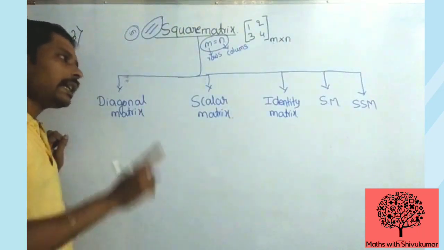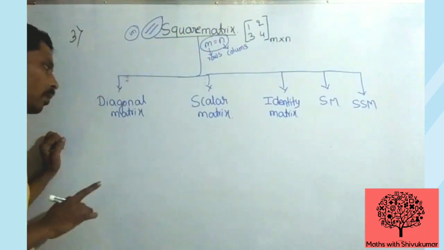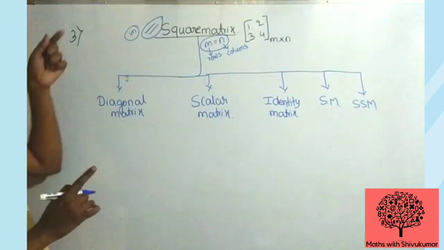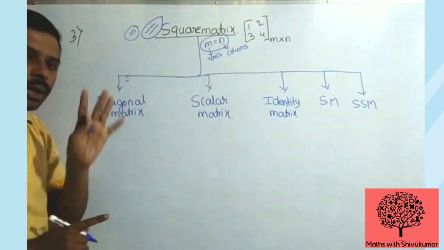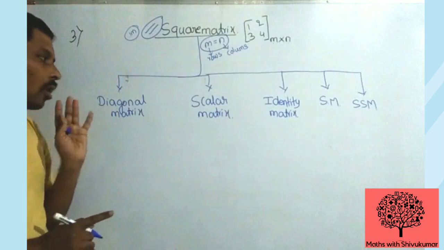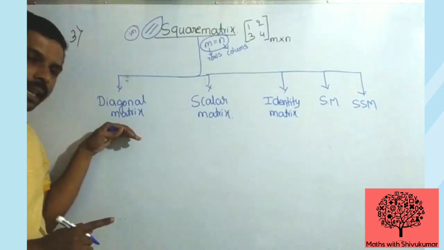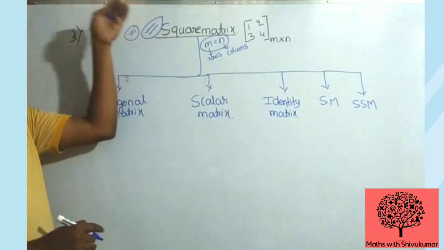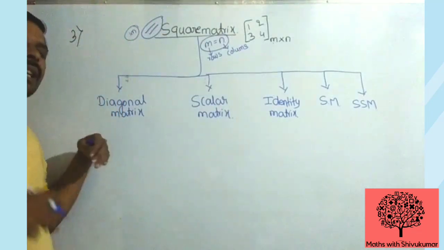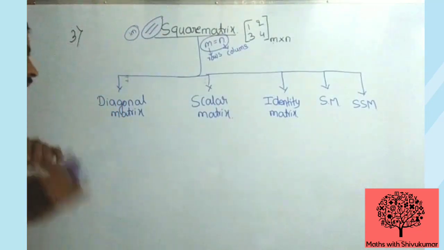So while writing, before starting the definition, what we have to write? Diagonal matrix is a square matrix. You have to start like this. Or a square matrix is said to be diagonal matrix. Like this you start. A square matrix is said to be diagonal matrix, in which, I will tell, see with example.